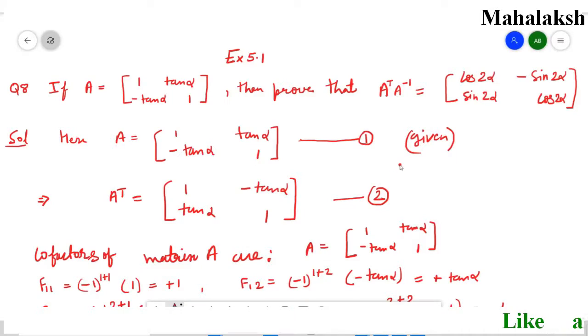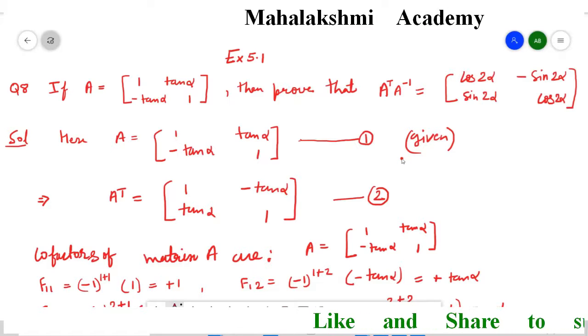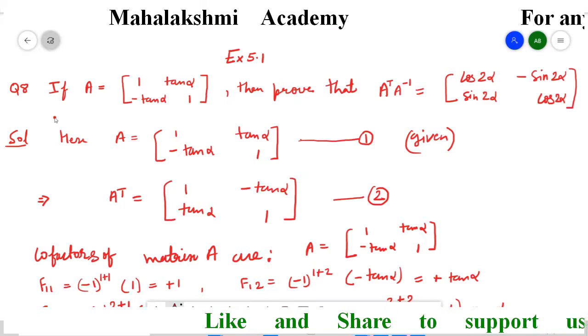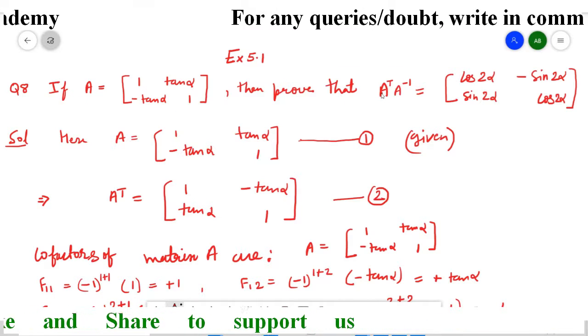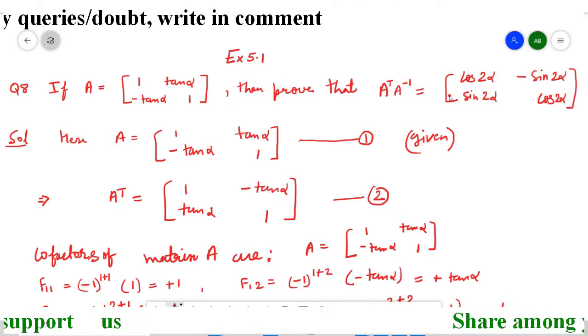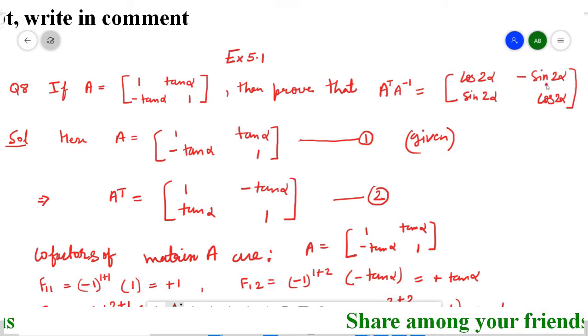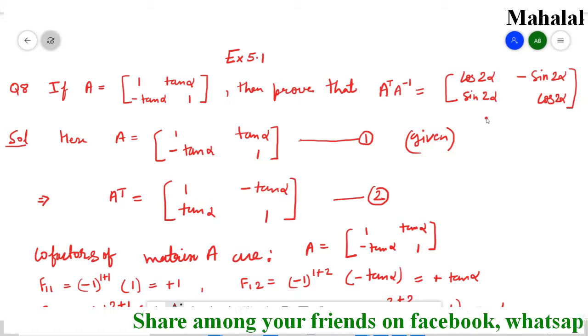Hello everyone, I want to explain question number 8 from exercise 5.1. The question is, if matrix A is given to us, then we have to prove that the product of A transpose and A inverse is [cos 2α, −sin 2α; sin 2α, cos 2α]. So this result we have to prove.